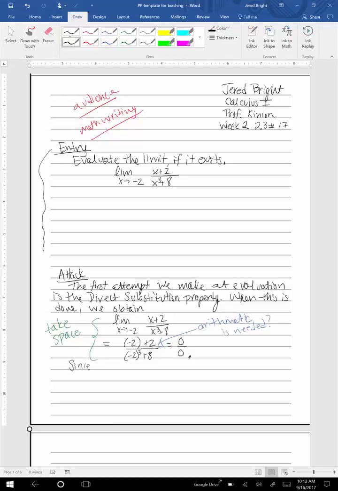Okay, and I'm going to continue. Since this is undefined, we need to explore other algebra routes to evaluate.